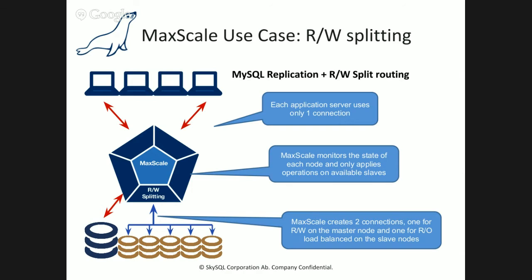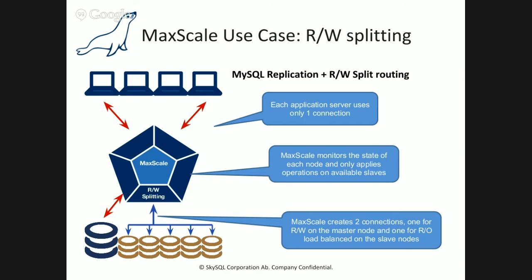In this case, using the read-write split router, it will check, okay, is this a read query, a write query, or a query where I don't really know what it is? For write queries and the I-don't-know ones, it will send them to the master, and for the rest, it will do load balancing on the slaves.